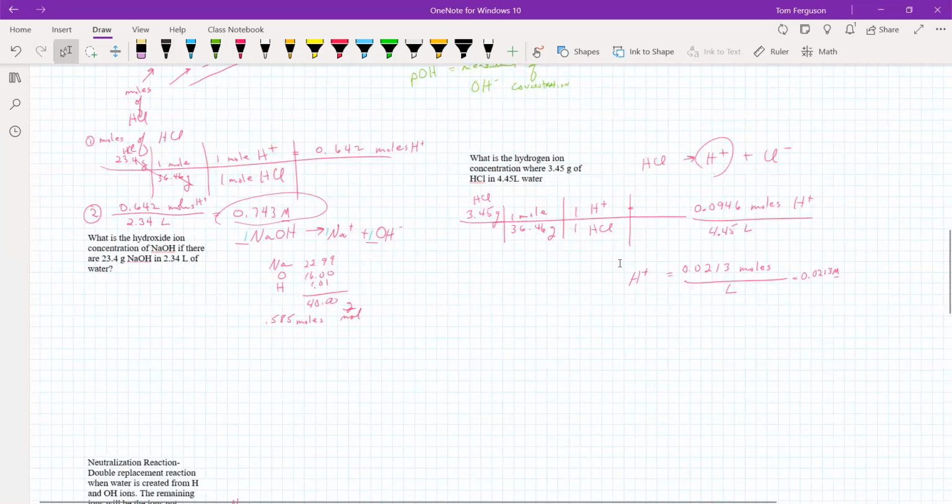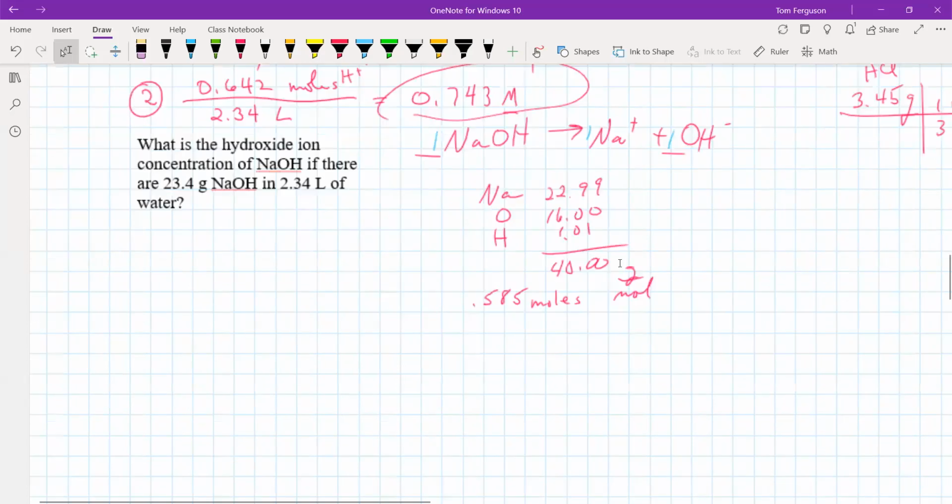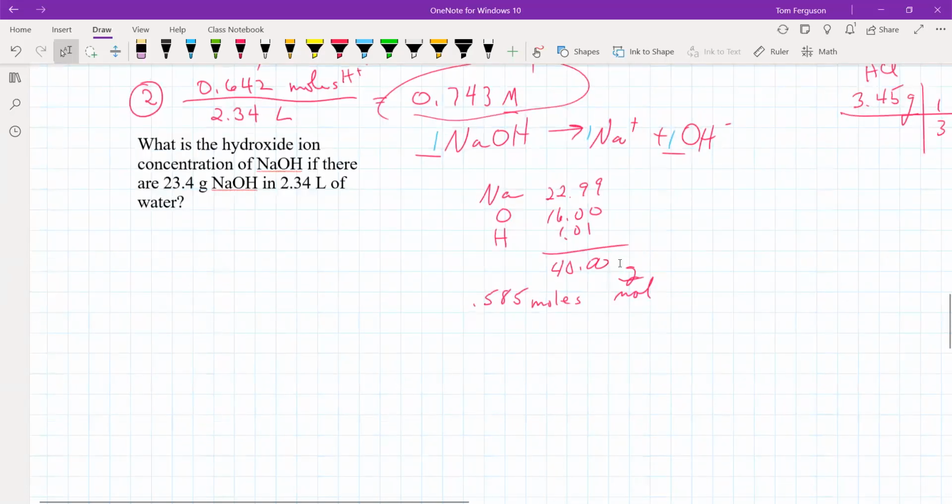Okay, so let's do one with a base. What is the hydroxide ion concentration of sodium hydroxide? There are 23.4 grams of sodium hydroxide, 2.3, same thing. Okay. So number one is calculate moles.